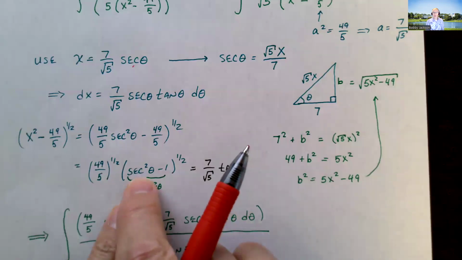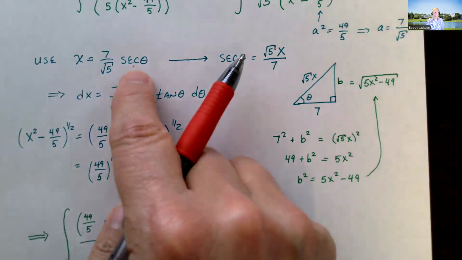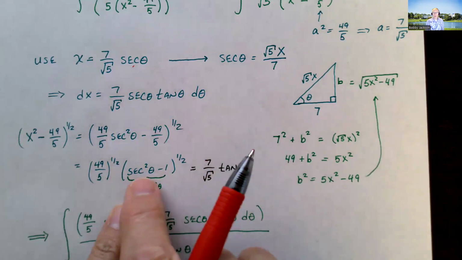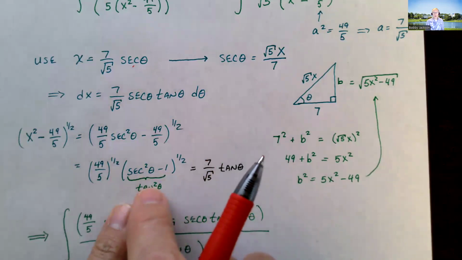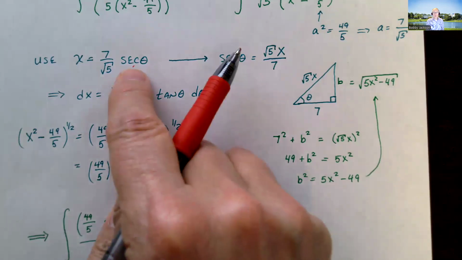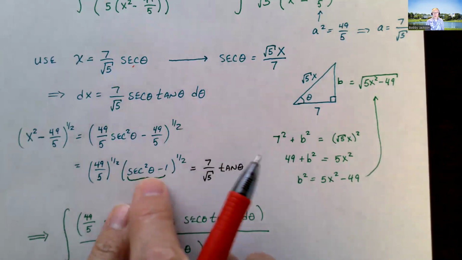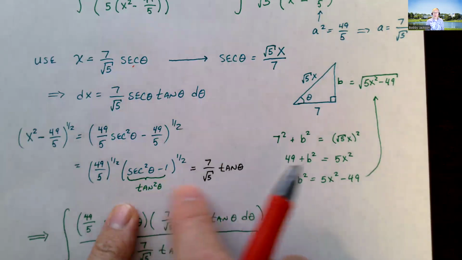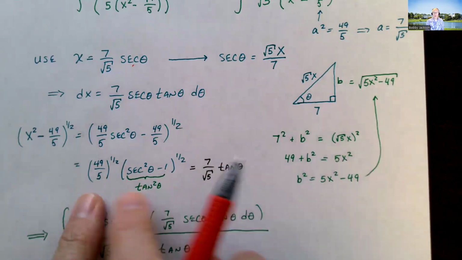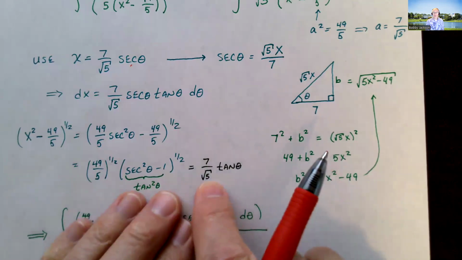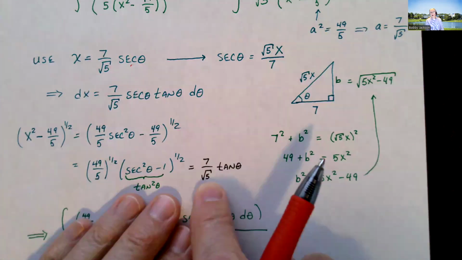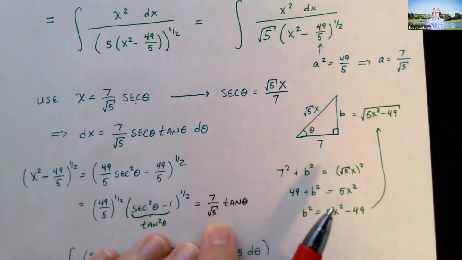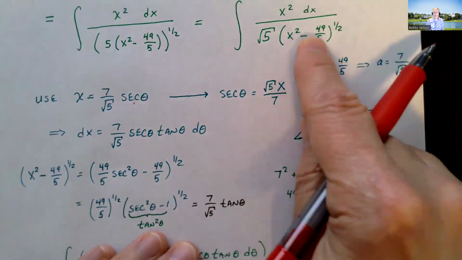If I had chosen sine theta here, this would not work. Sine squared theta minus 1 doesn't get us anywhere. If this was tangent theta, again, tangent squared theta minus 1 doesn't get us anywhere. But tangent squared theta is what we get, and the square root of tangent squared theta is just tangent. Of course, the square root of 49 fifths is back to 7 divided by root 5. So that's what we're going to replace this expression here with.